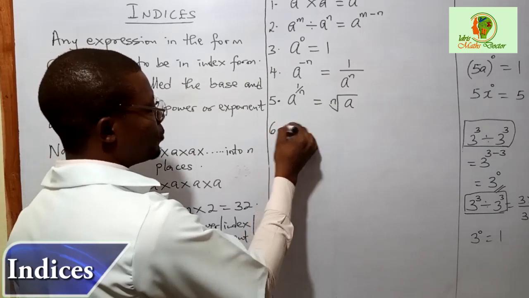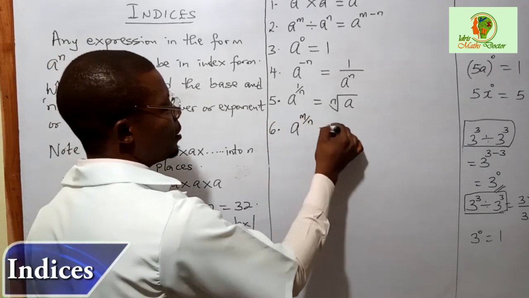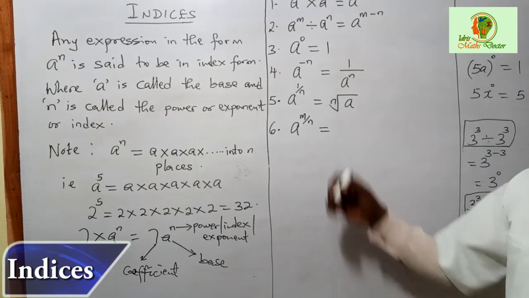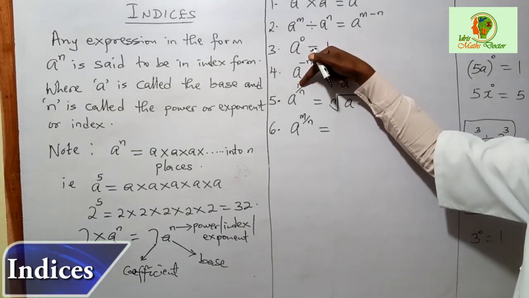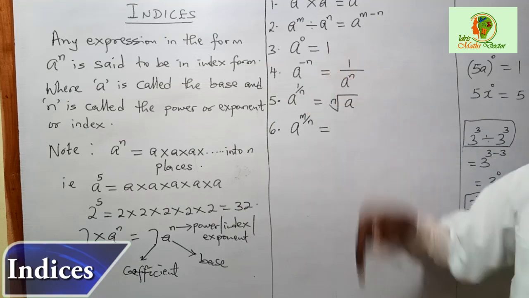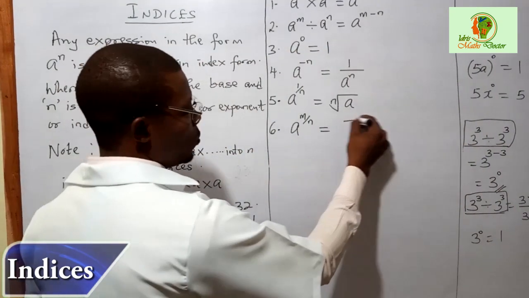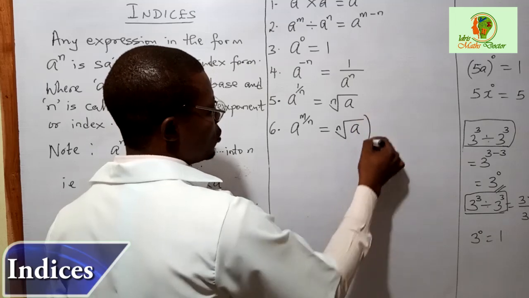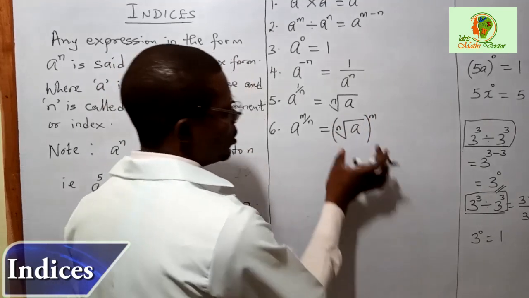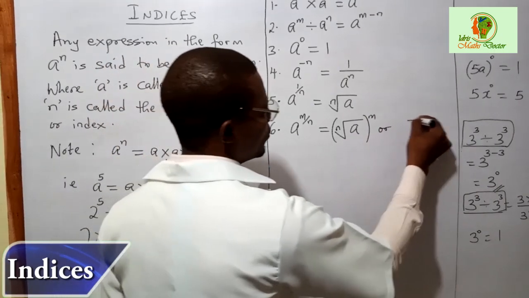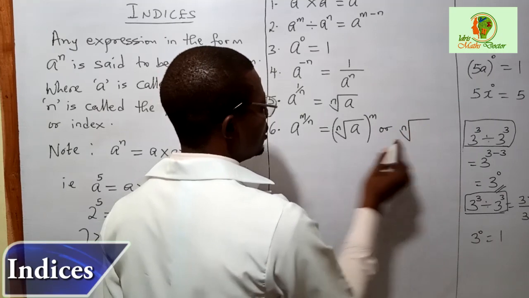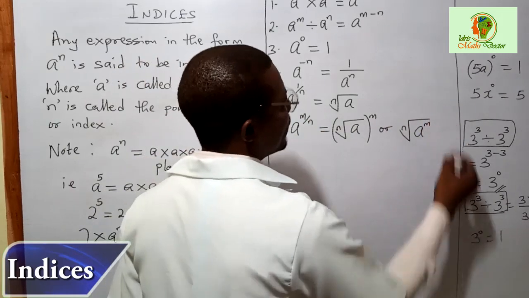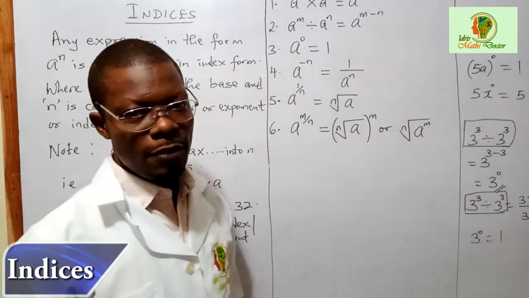Law number 6. A raised to power m over n. This law is similar to law number 5. But the difference is that in law number 5, the numerator is 1, while here, the numerator is m. So what will this give us? A root, then the nth root of the base, into bracket open, raised to power m. You can write it like this, or a root, the denominator of the power, the base, which is a raised to power m. If you simplify both, we are going to get the same answer.